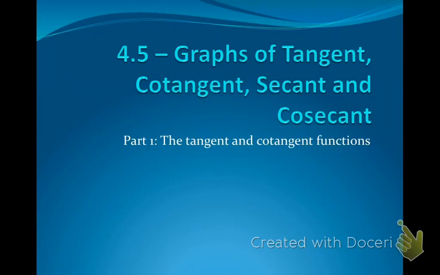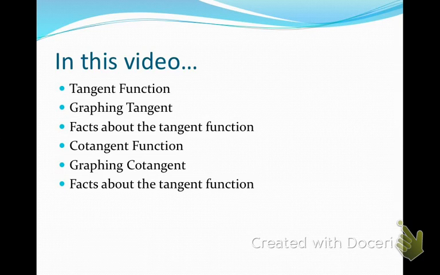Alright, so we've already graphed sine and cosine, so now it's time to look at the graphs of the other trigonometric functions. In part 1, we're just going to do tangent and cotangent. So we'll start off with tangent, what the table looks like, what the graph looks like, and then some facts about it. Then we'll repeat the process with cotangent because they're really close.